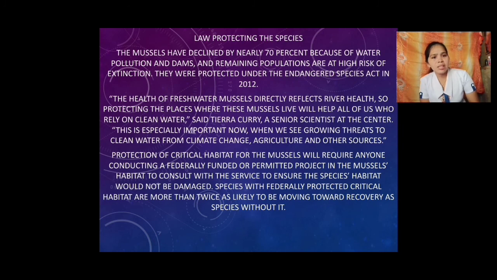Protection of critical habitat for the mussels will require, said Tierra Curry, a senior scientist at the center. This is specifically important now when we see growing threats to clean water from climate change, agriculture, and other sources. Protection of critical habitat for the mussels will require anyone conducting a federally funded or permitted project in the mussels' habitat to consult with the service to ensure the species' habitat would not be damaged. Species with federally protected critical habitat are more than twice as likely to be moving toward recovery as species without it.